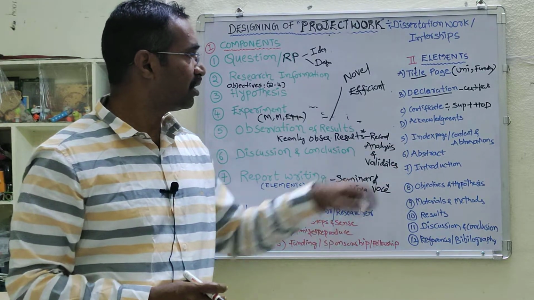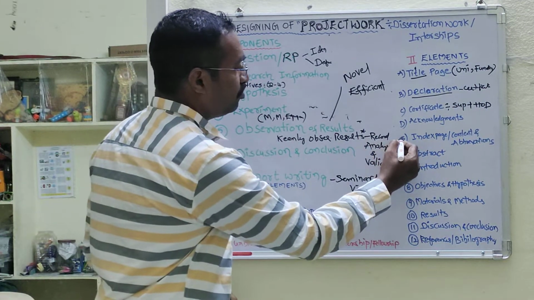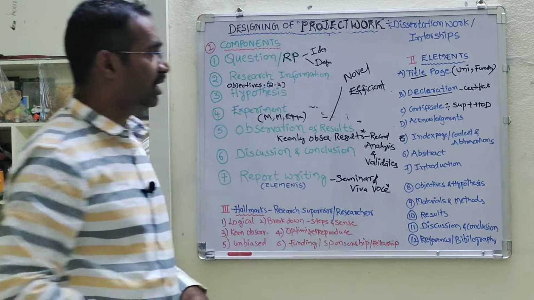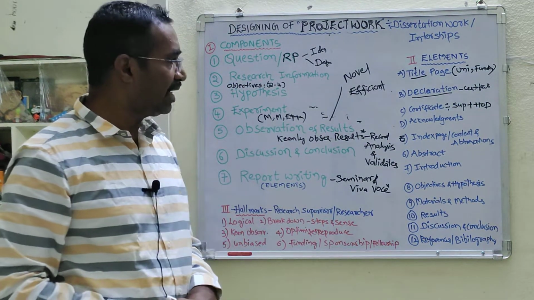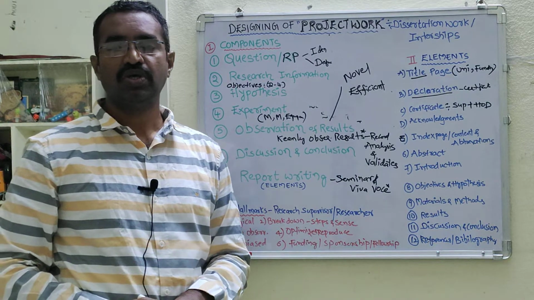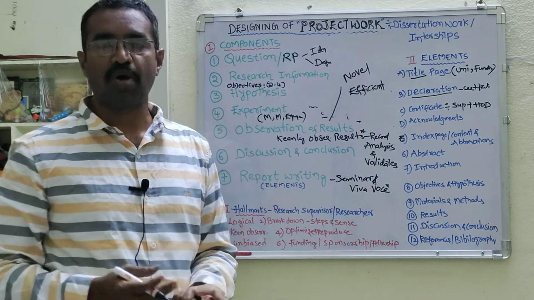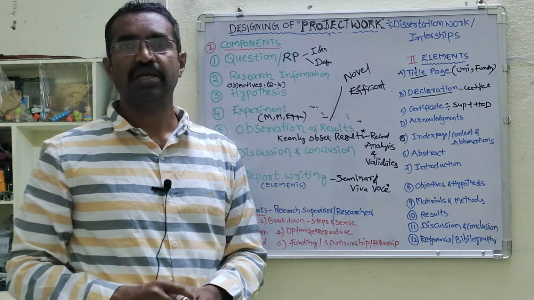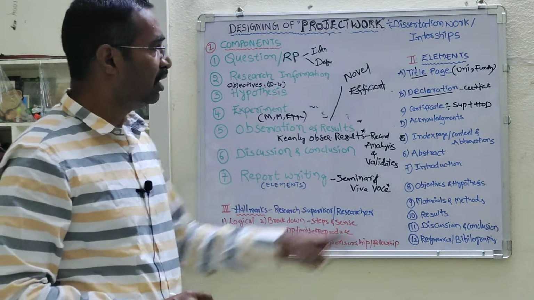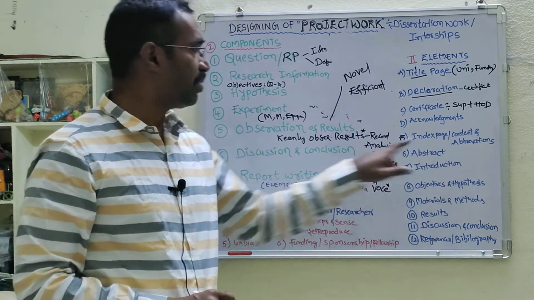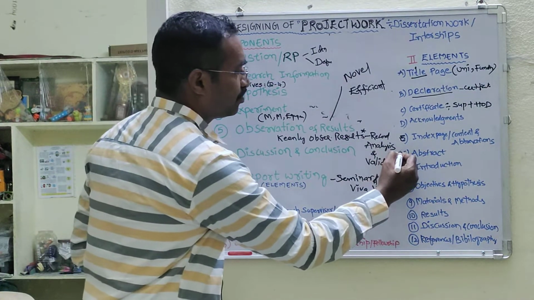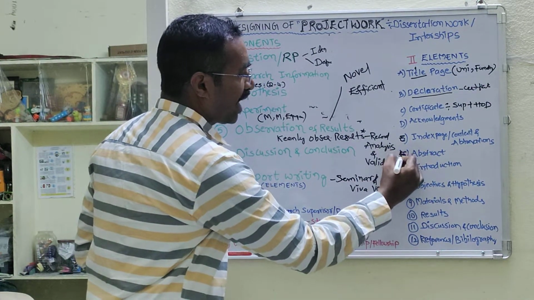Then the fifth element is the index page or contents and abbreviations. You should very clearly mention with page numbers the subtopics which you have included in your project work, including very clear abbreviations. Then you have to write the abstract.